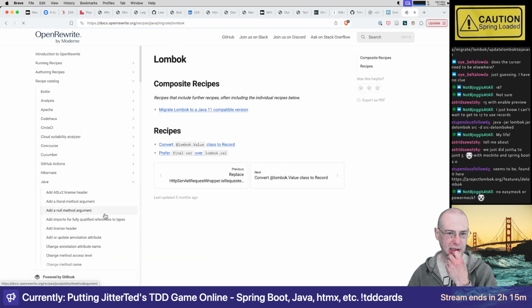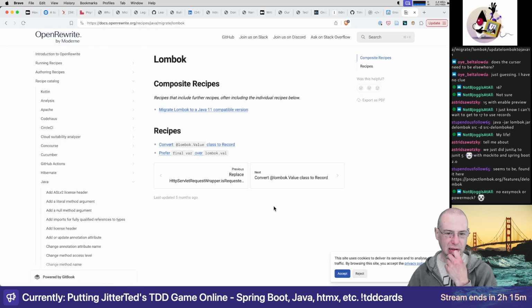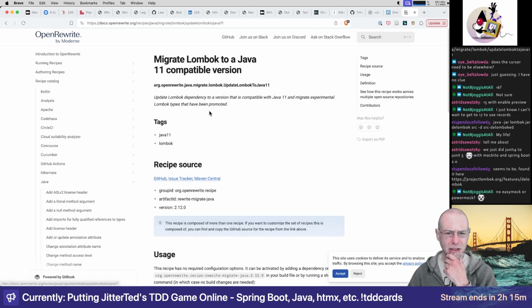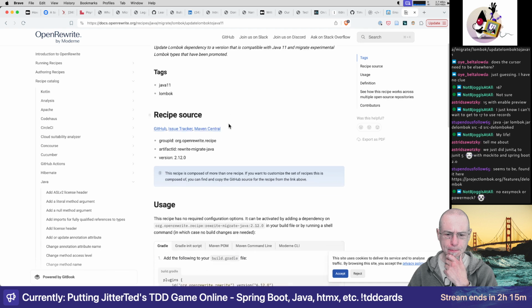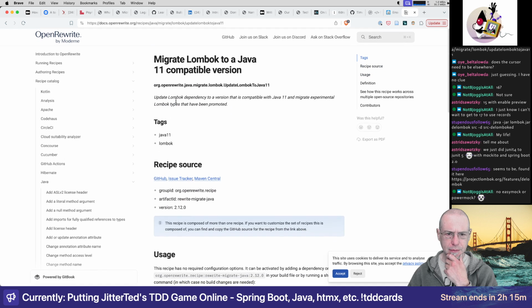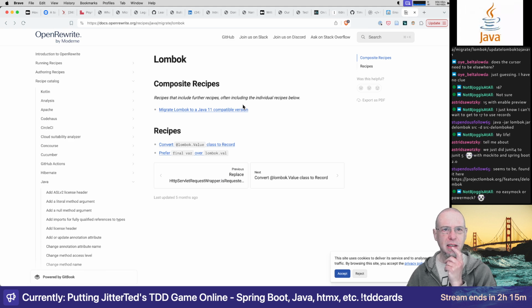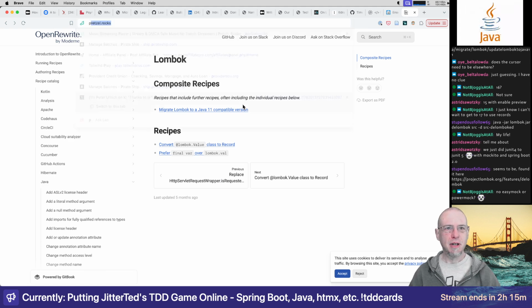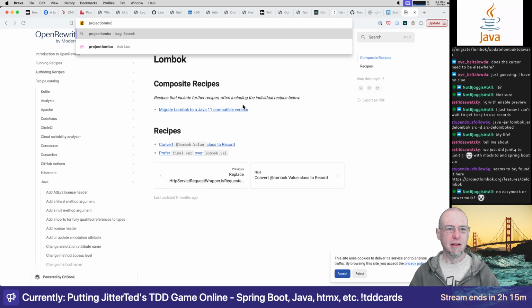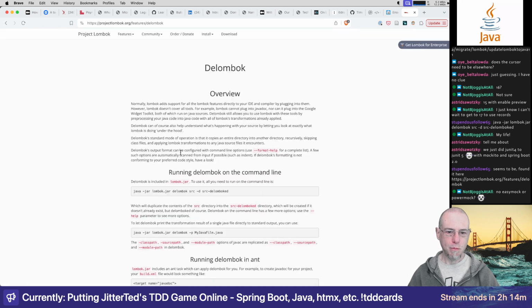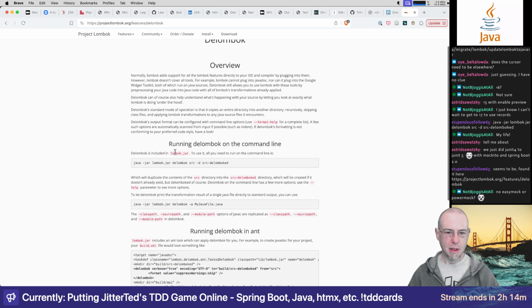Let's see. Yeah, so it'll convert it to a record. What does the migrate to Java 11 do? It just updates the dependency, yeah. Oh, well then let's go to Project Lombok. Thanks, depend as follow. I didn't even think that. Features, de-Lombok. Do I have the Lombok jar anywhere?